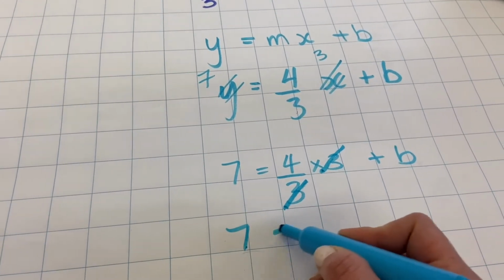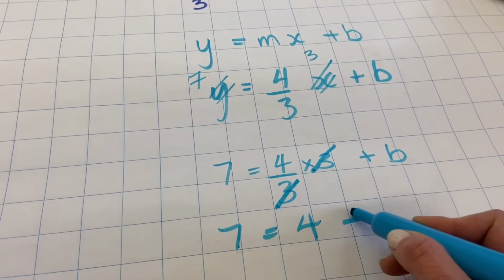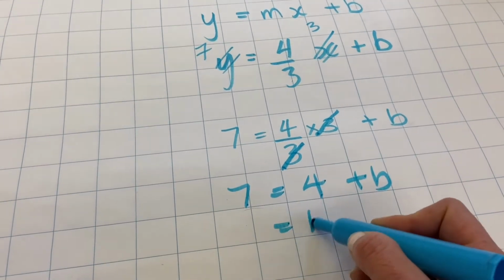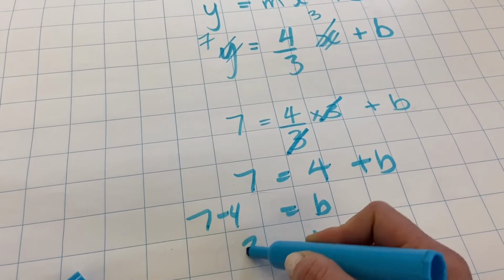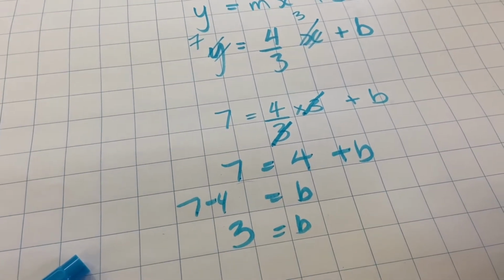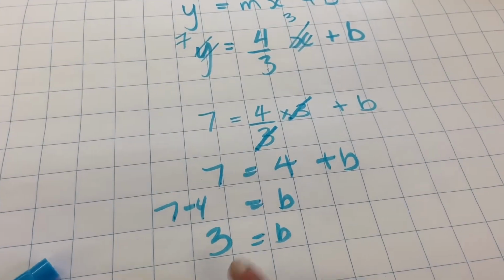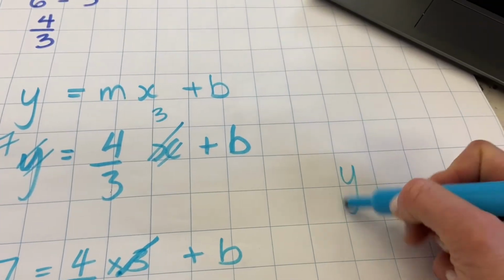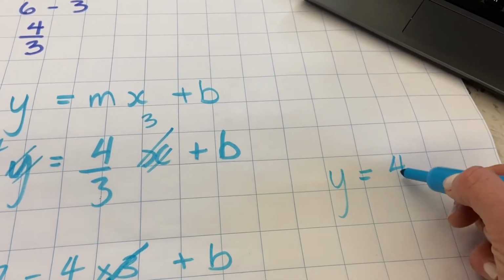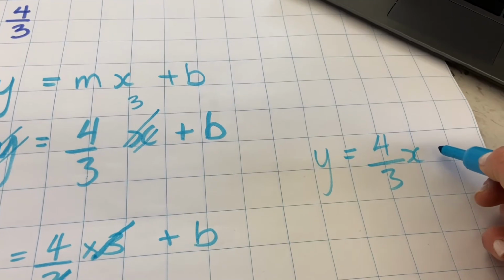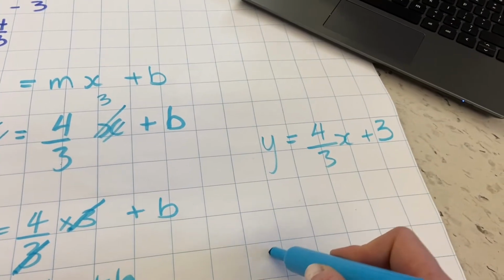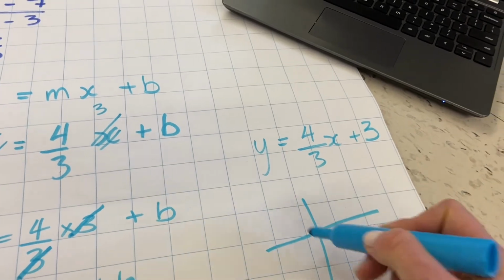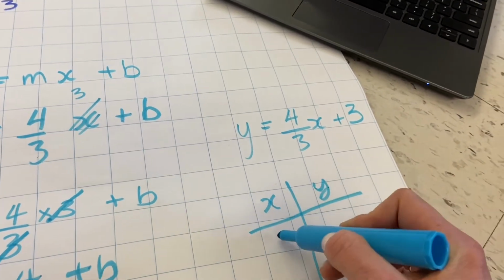So I'm left with 7 is equal to 4 plus b, which means my b is equal to 7 minus 4. My b is equal to 3. And that means b is the initial value. That means my equation is going to be y is equal to, jumping 4 over 3 every x, and it starts at 3.